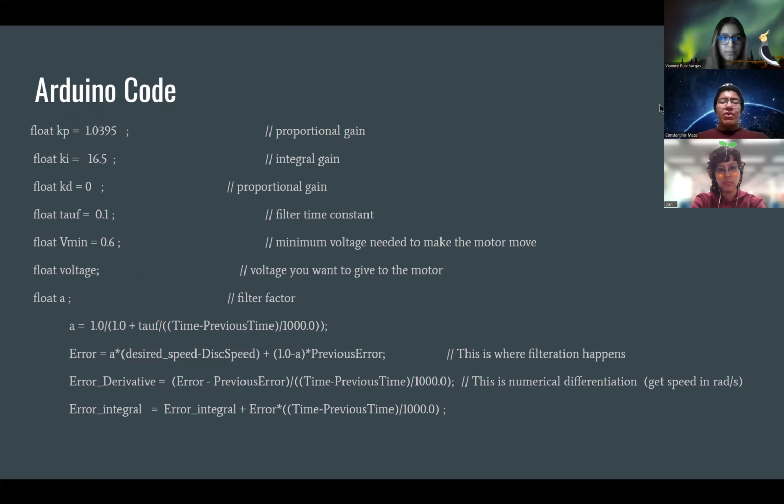For the Arduino code, once we got our values from developing the MATLAB code, we input them into the Arduino as a KP value of 1.039, our KI as 16.5, KD 0, our float tau 0.1, and our float min 0.6. As we can see in the code, we have the desired speed minus our speed, and we produce a very good result from our desired speed by developing the Arduino code and the MATLAB code.